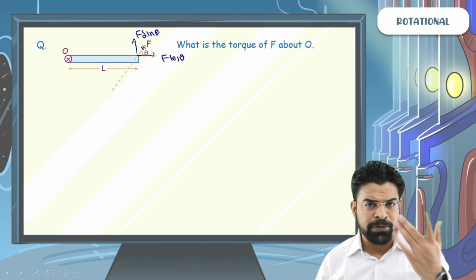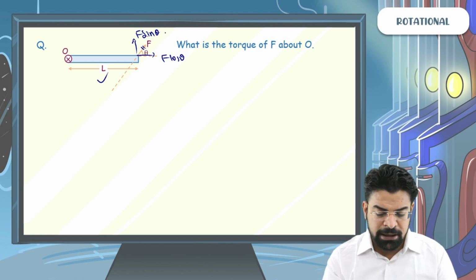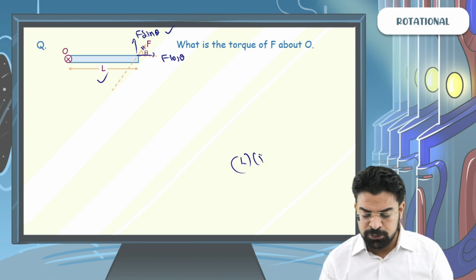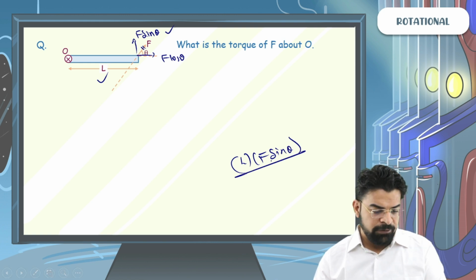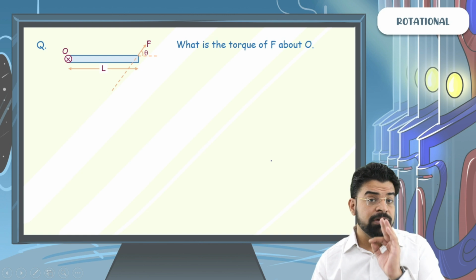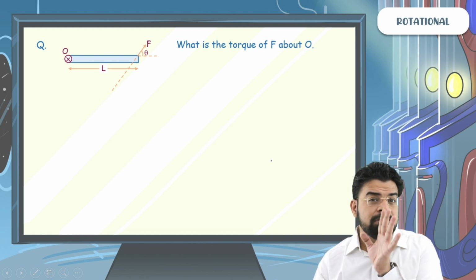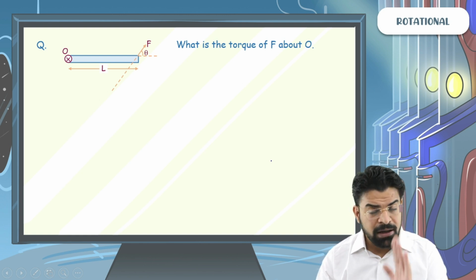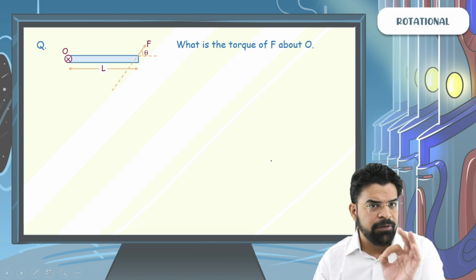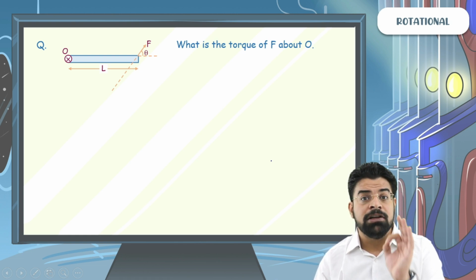So you can simply say, torque has to be length times force perpendicular. Length is L, force perpendicular is F sin theta. So torque has to be FL sin theta. This is one way. Another way, which I personally use a lot, and which becomes super useful in some particular questions. Here, I would have used length times force perpendicular, but you should know the other method as well.